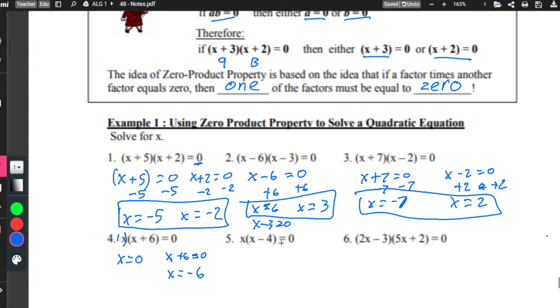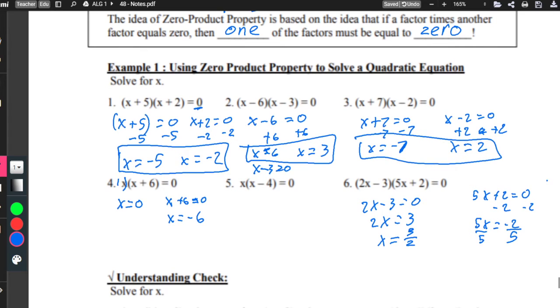It's the same thing for this one, so I'm just going to skip it. When it comes to more complicated ones like this, we do the same exact thing. So 2x minus 3 equals 0. We get x by itself, so 2x equals 3. And then we divide by 2, so x equals 3 halves. Same thing for this other one, so 5x plus 2 equals 0. Subtract 2 from both sides, get 5x equals negative 2. Divide both sides by 5, and you get x equals negative 2/5. These are both the zeros.